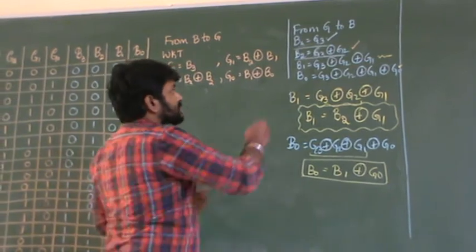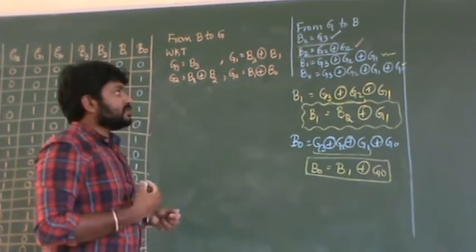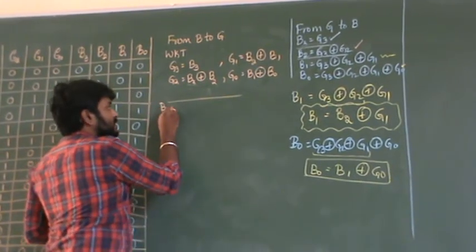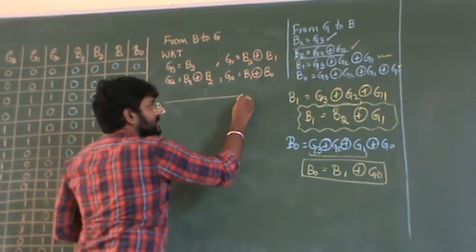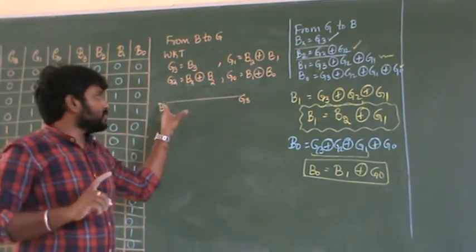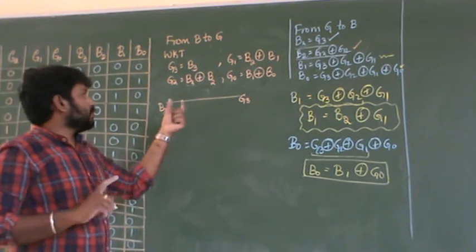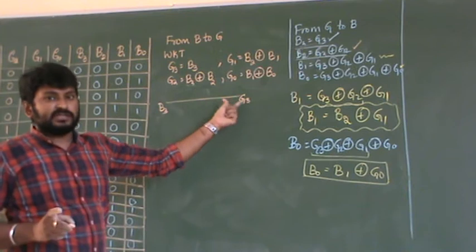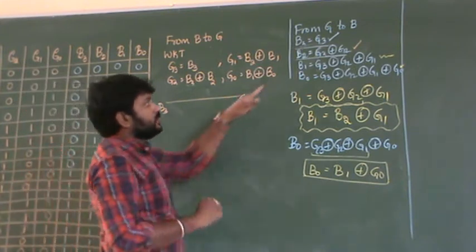So what is the first equation? What is the first circuit? Towards the left side you should be using B3, towards the right side is G3. This is the first circuit diagram. There are no gates that you are using, you are just passing one wire. Whatever the value in B3, the same thing will be observed in the output as well. That is G3.